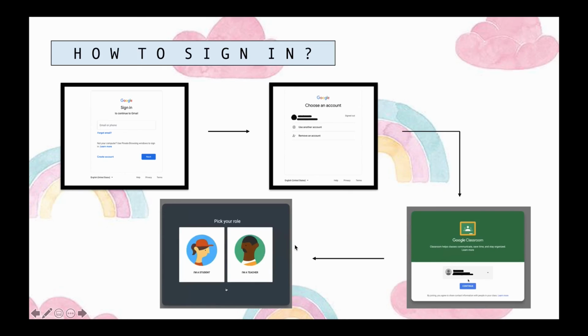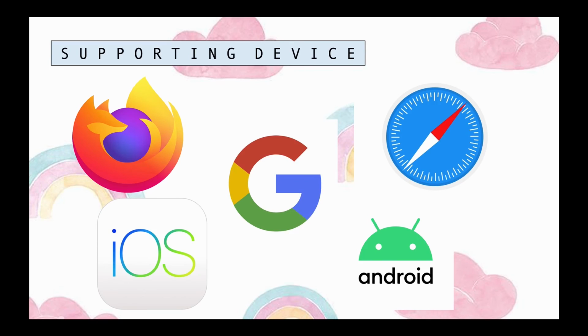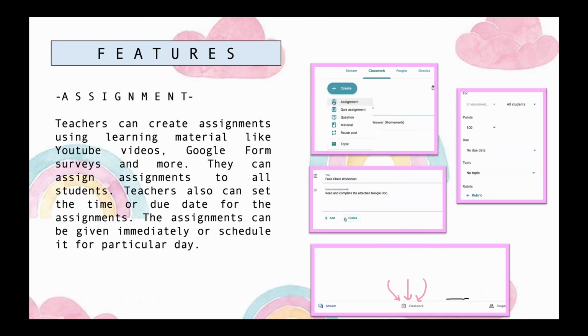You have to pick your role. If you're a student, then choose I'm a student. And if you're a teacher, then choose I'm a teacher. These are the supported devices for Google Classroom: Mozilla Firefox, Google Chrome, Safari, Android devices, and iOS devices, as long as they are on the latest software update.